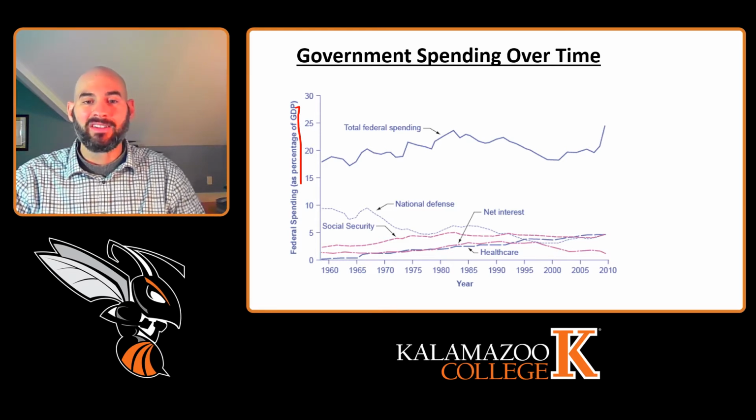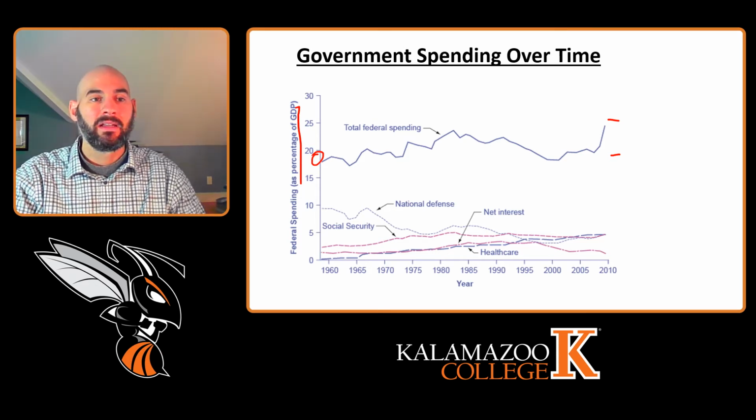Prior to 1960, a little bit less than 20% of the size of the economy was government spending, and now we're somewhere between 20 and 25% when we don't take into account the recession associated with the pandemic response.